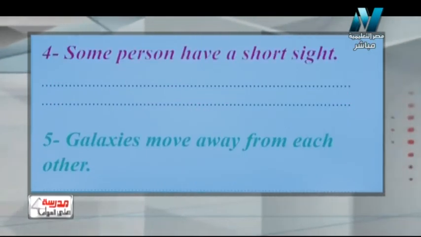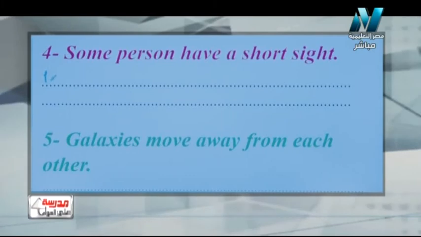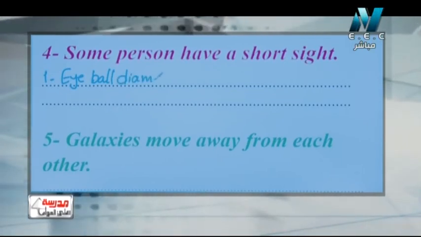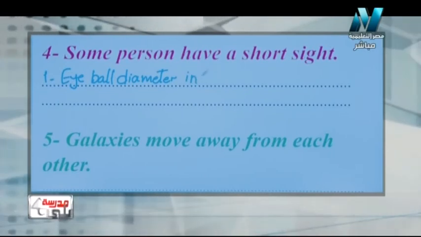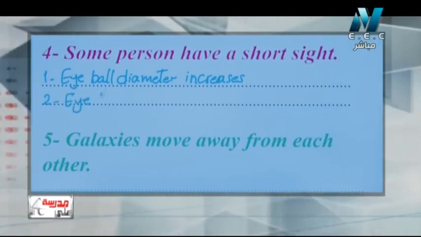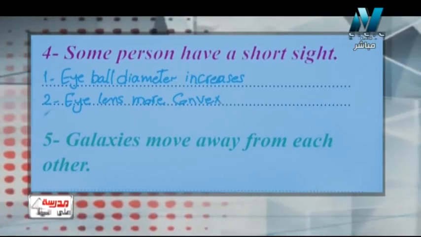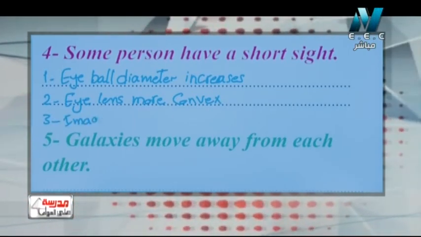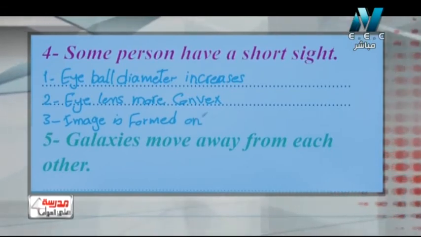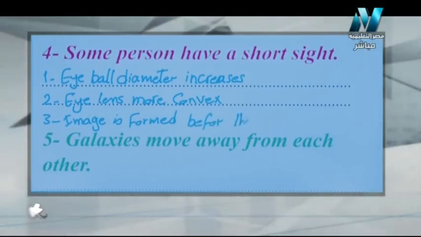Next one: some people have short-sightedness or short-sight. Why do some people have short sight? We have three reasons. Number one, eyeball diameter increases. Number two, eye lens more convex. Number three, the image is formed not on the retina, but before or in front of the retina.